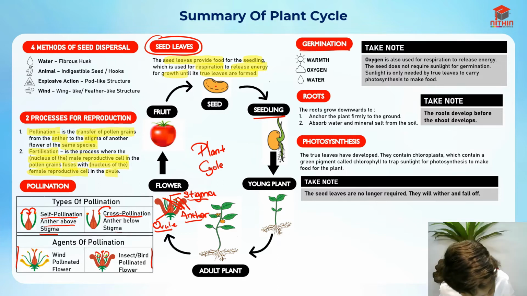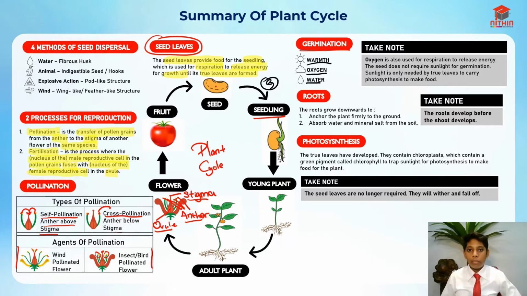So over here is a G. Okay, so germination, you need warmth, oxygen, and water in order for the plant to germinate. And this can be remembered by the acronym of WOW.